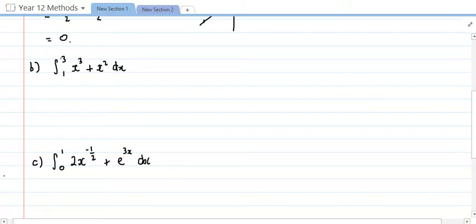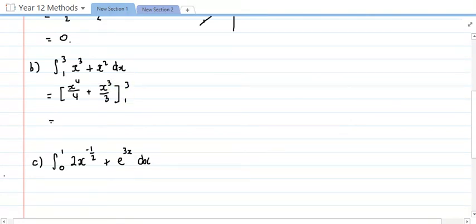So going and doing a similar thing here, we've got the terminals of 1 and 3. We're looking at the function x cubed plus x squared. So again, what I'm going to do is anti-differentiate. So that's going to become x to the 4 on 4 plus x cubed on 3. And that's between 1 and 3.